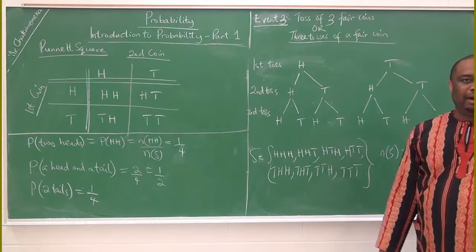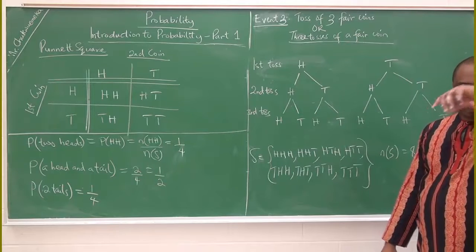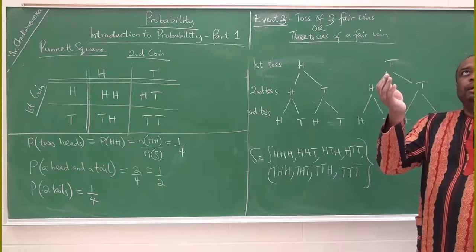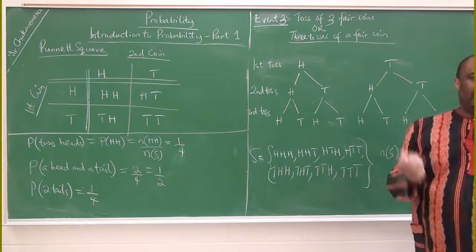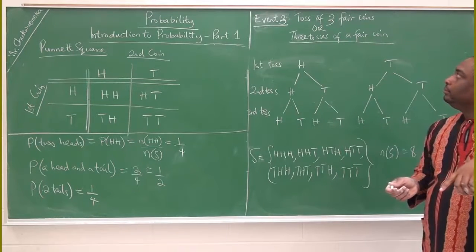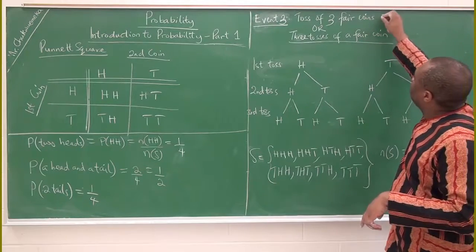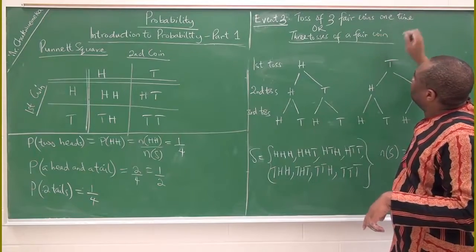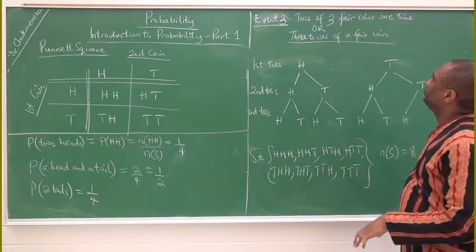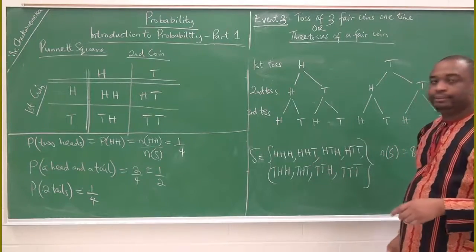You can get 8 outcomes when you toss a coin 3 times, or when you toss 3 coins 1 time. Here, you toss 3 coins 1 time, or you toss a coin 3 times. These are the outcomes you can get.